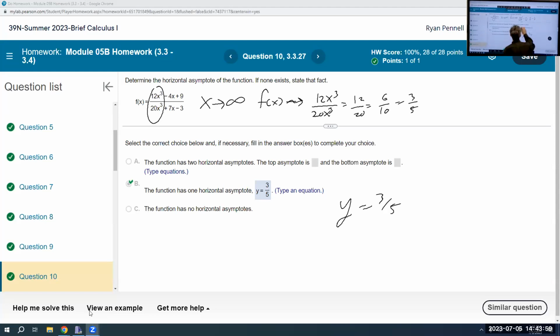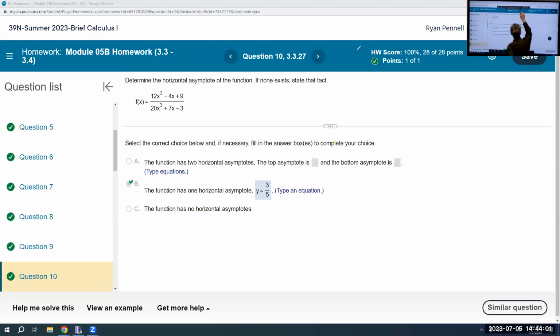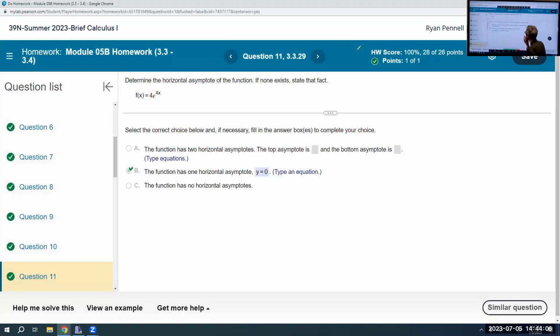I didn't write anything down until problem 12, so it must be pretty easy. Determine the horizontal asymptote of the function. If none exists, state the fact. Okay, so with this, what do you have? Y equals 0 asymptote. But we've played with the natural exponential a lot, right? So we've seen this guy before.